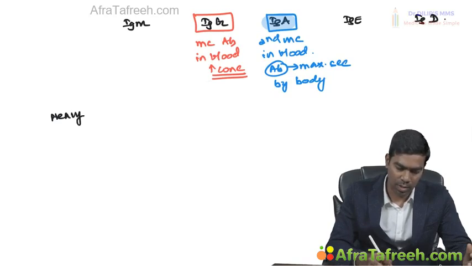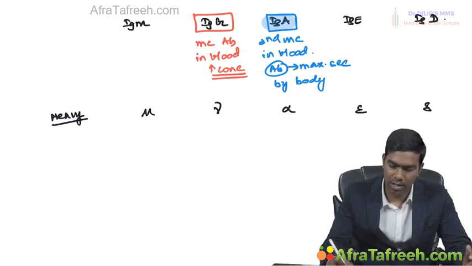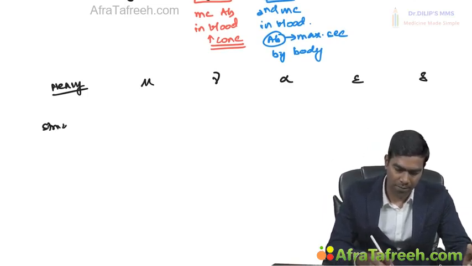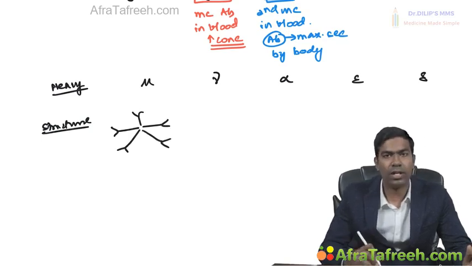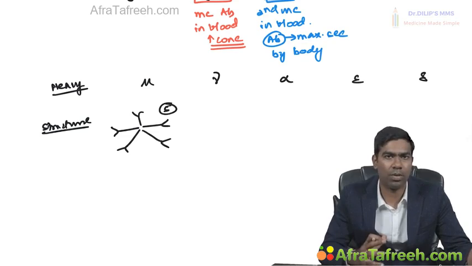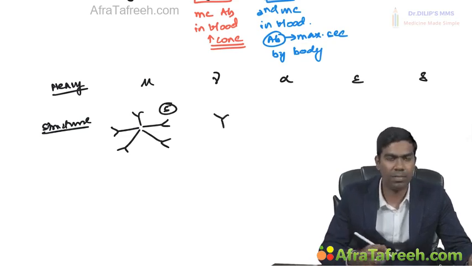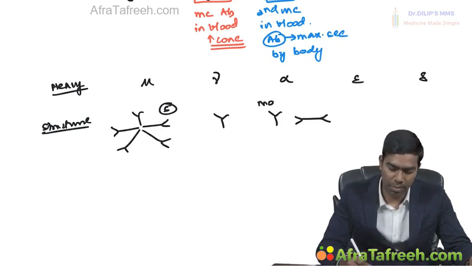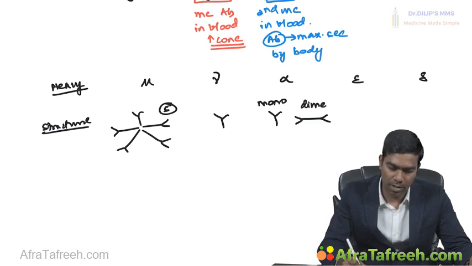Then let us go for some of the important properties. First one is, what is the heavy chain composition? It is mu, gamma, alpha, epsilon, and delta. So this is the heavy chain composition. And what is the structure? Typically, IgM comes in the form of a pentameric structure, which means five IgM molecules combine together and form a pentamer usually. IgG is typically a monomer, and IgA can be a monomer, or it can be a dimer also.